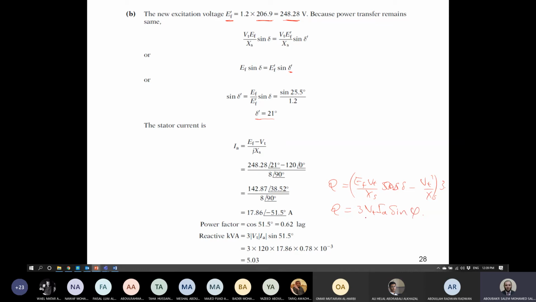So here we calculate it as a function of 3 V I sine phi, and we find that the reactive power is 5.03 kvar. Okay.